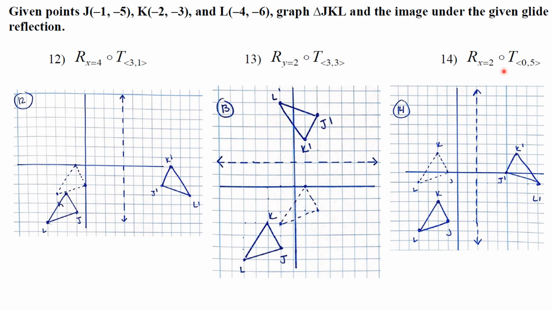And then for number 14, we're starting by translating up 5 on the y-axis. So I just went up 5, draw in that line x equals 2, and then reflect everything over that line. So here's my final image over here.